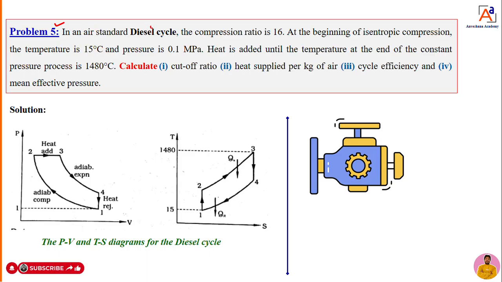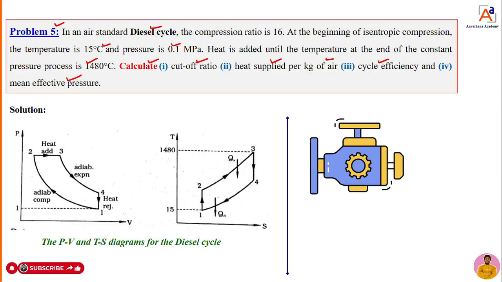In an air standard diesel cycle, the compression ratio is 16. At the beginning of isentropic compression, the temperature is 15 degrees Celsius, pressure is 0.1 megapascal. Heat is added until the temperature at the end of the constant pressure process is 1480 degrees Celsius. Calculate first the cutoff ratio, second the heat supplied per kg of air, third the cycle efficiency, and the fourth parameter is mean effective pressure. This is the problem he has given, dear students.